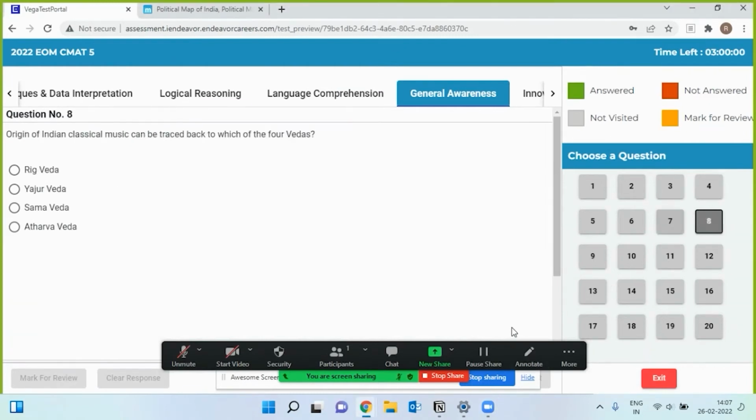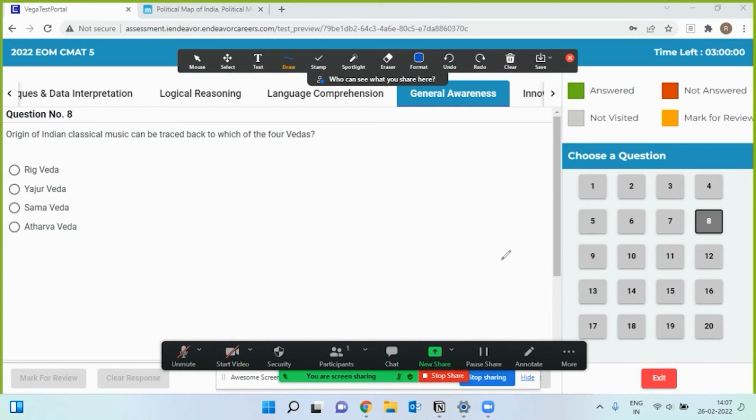Very easy question. Let us move on to question number 8, which is, which Ved is considered as the origin of Indian classical music? भारतीय शास्त्रीय संगीत का उदय किस वेद से माना गया है? अब आप सबको पता है वेद 4 होते हैं. ऋग्वेद, which is the oldest Veda, correct?